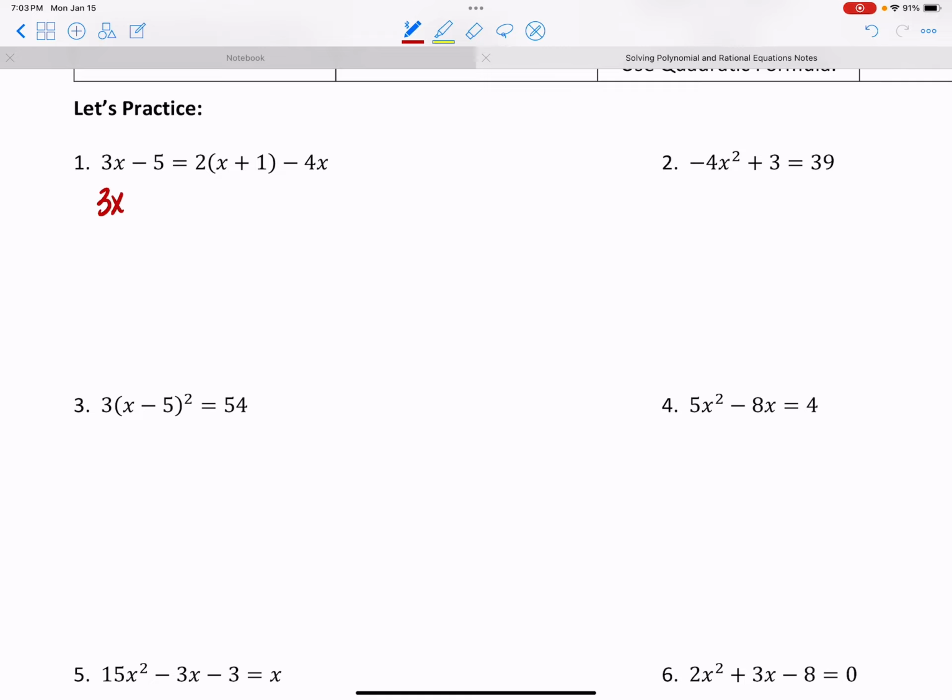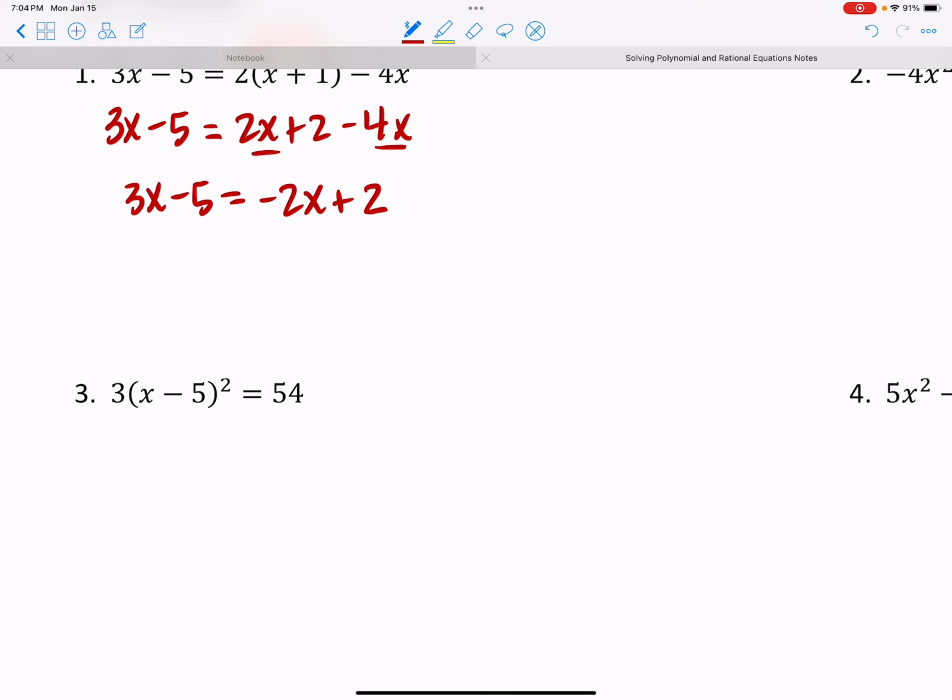So on this side, I don't have anything to do to simplify, but on the right side of the equation, I can simplify for sure. So I'm going to distribute the 2, giving me 2x plus 2. And then I can combine these like terms here. So I'm going to have a 3x minus 5 equal to, let's see, 2 minus 4x's would be negative 2x's on that side. And now, again, I'm trying to solve for my 1x, get my 1x alone, but I have x's on both sides. So I need to fix that.